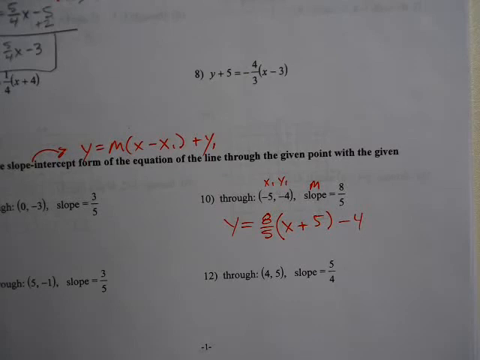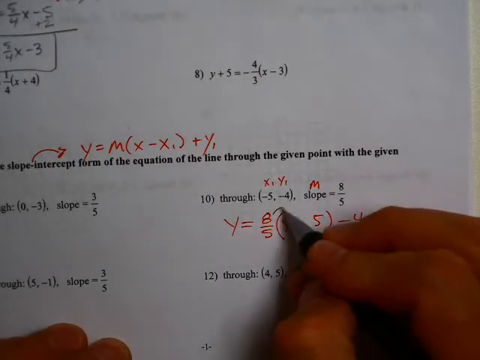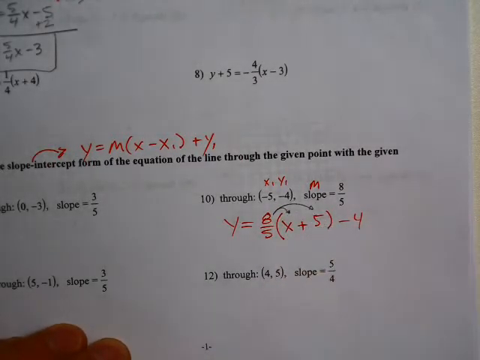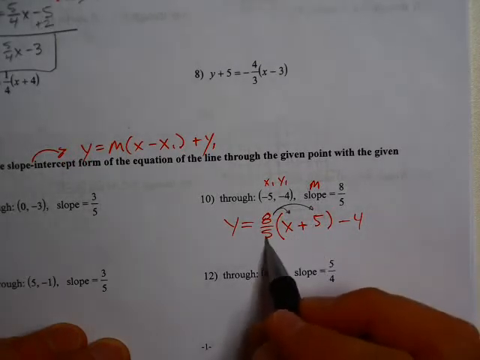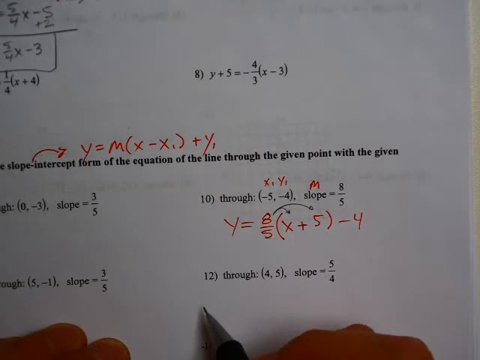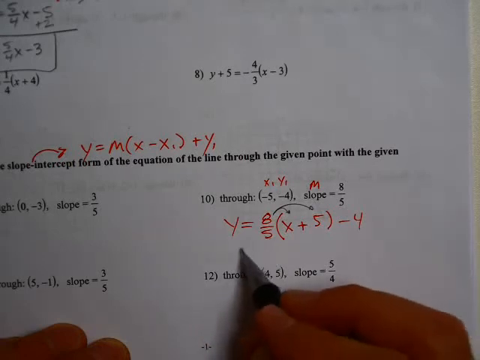And that's it. Wait a minute, I take it back. It says slope-intercept form. I thought we were done. We're not done. So now we have to simplify it. So 8/5 times x and 8/5 times 5. What's going to happen to these 5s? They are going to cancel.